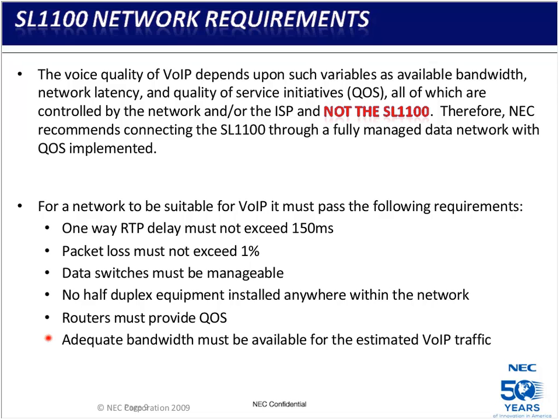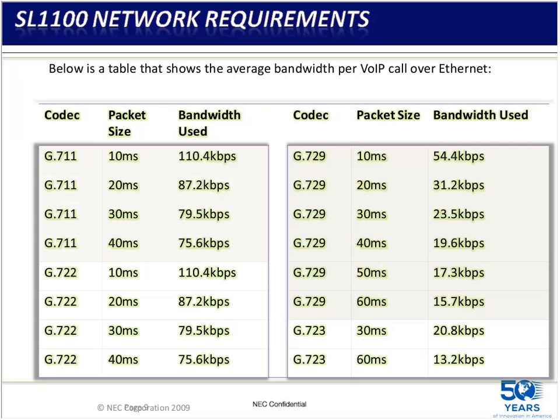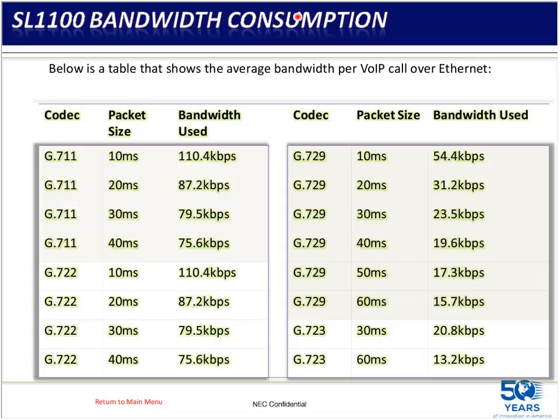Well, how do we determine that? Well, luckily, I have a chart. Here's a chart that shows different codecs. Codec stands for compression and decompression, at different packet sizes, and the bandwidth used for each voice over IP phone call. Right? By default, on the SL1100, we're set up at the G.711 codec using a 30 millisecond packet frame size. Right? When you do that, each voice over IP call takes up 79.5 kilobits per second of bandwidth.